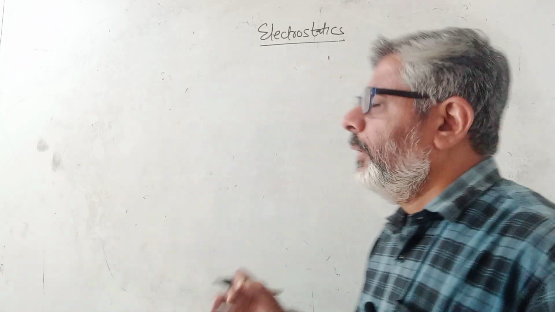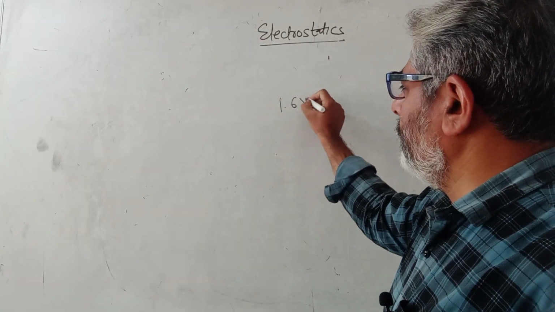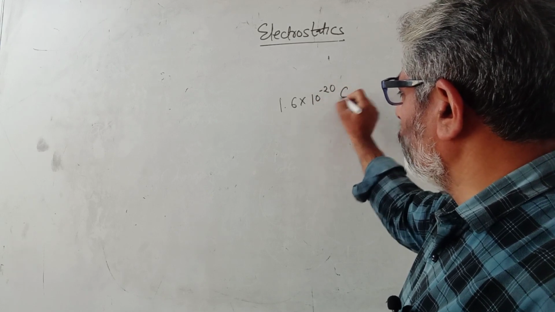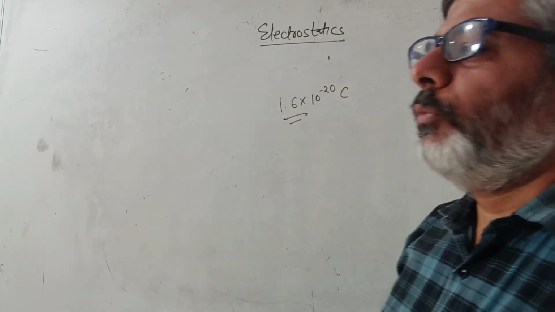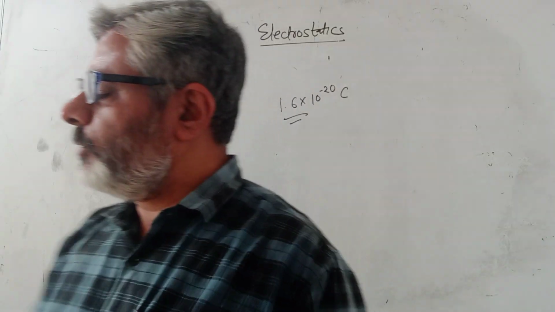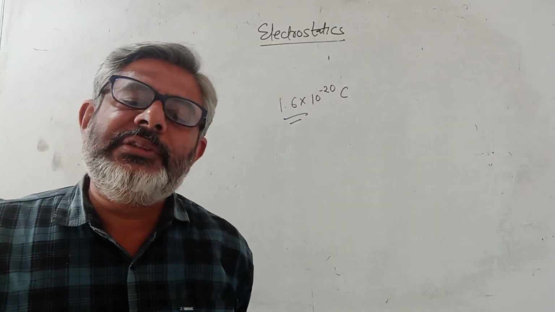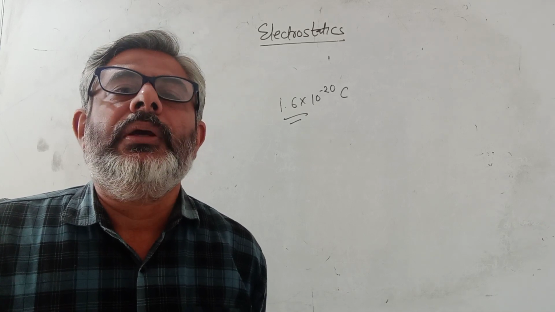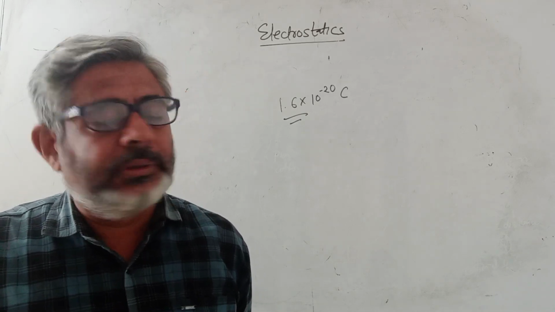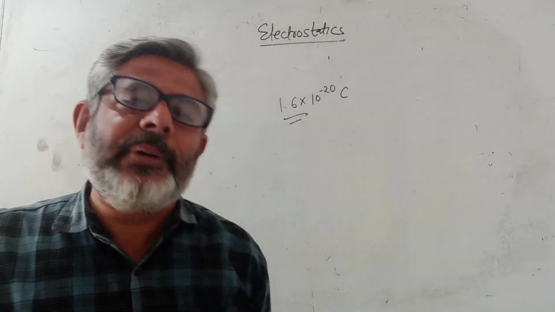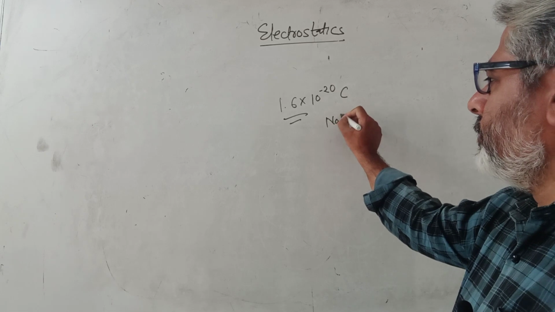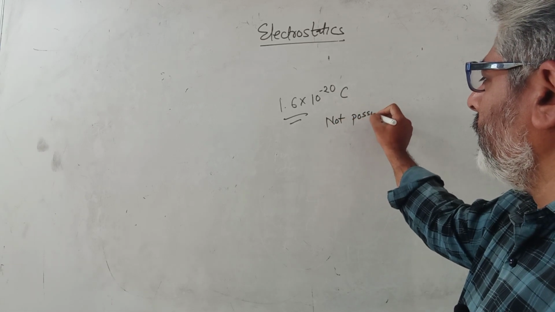So for example, somebody asks you, there is a charge of, let us say, minus 1.6 into 10 raised to the power minus 20 coulomb on a substance. Now is it possible or not possible? You will be confused. You will think, yeah, it's possible, any charge is possible, but no. Why? This is not possible. My answer is, this charge is not possible on a substance.